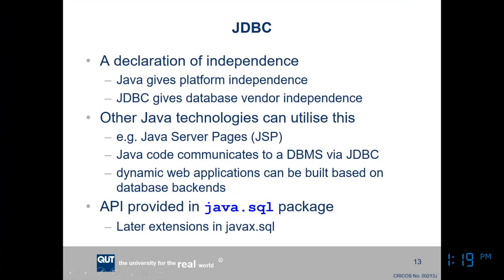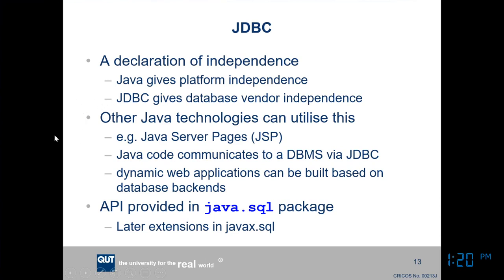JDBC was sort of considered to be a declaration of independence for Java in terms of connecting to databases. One of the original goals of Java itself was to achieve platform independence, because you could compile your Java program and have it run on any particular platform that you like. With JDBC, this gives your program database vendor independence. Once you make use of JDBC, you don't need to worry if your initial database choice was not correct, because you can just migrate to a new database and you won't need to rewrite any of your code in order to do so.